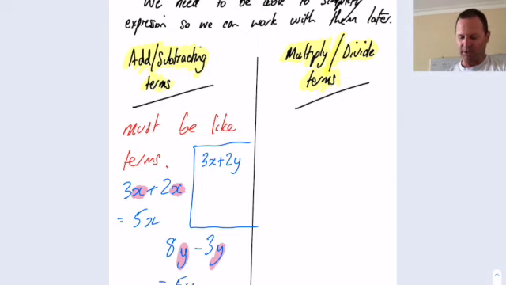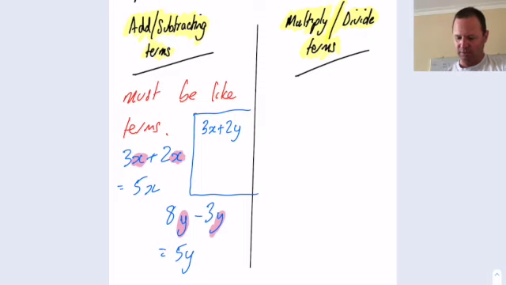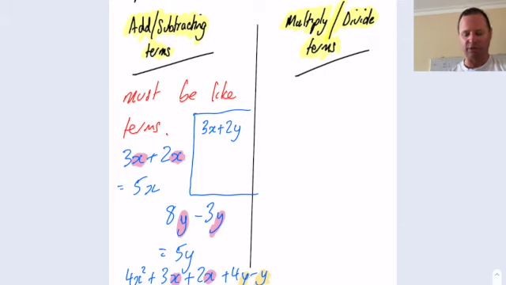Might just try do one more example down here. If I have something like 4x squared plus 3x plus 2x plus 4y minus a y. If I wanted to simplify that expression, first of all, I've got to highlight the things that are common. I've got an x here, I've got an x here. What else have I got? Got a y, a negative y, and a y. The x squared, it doesn't have something that's exactly the same.